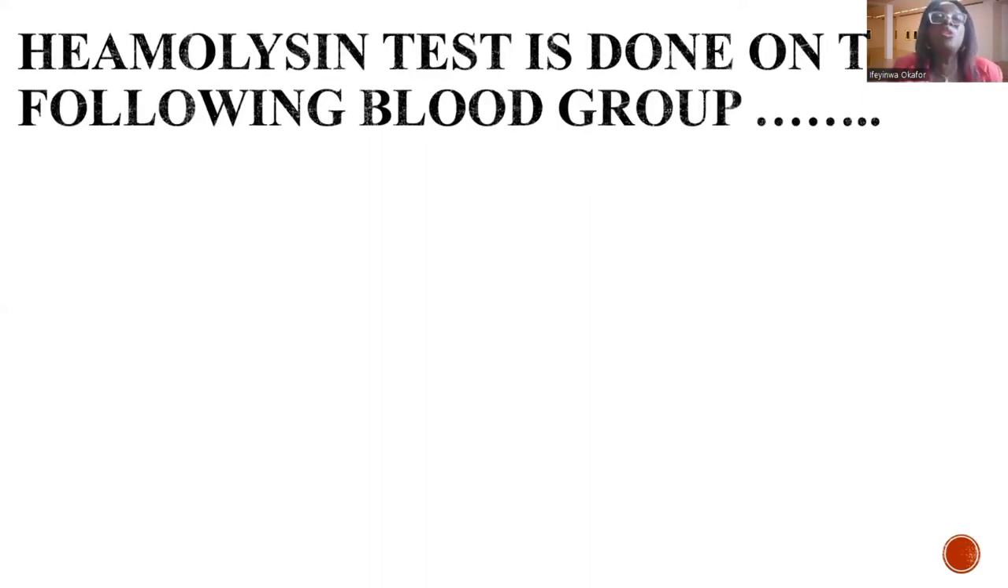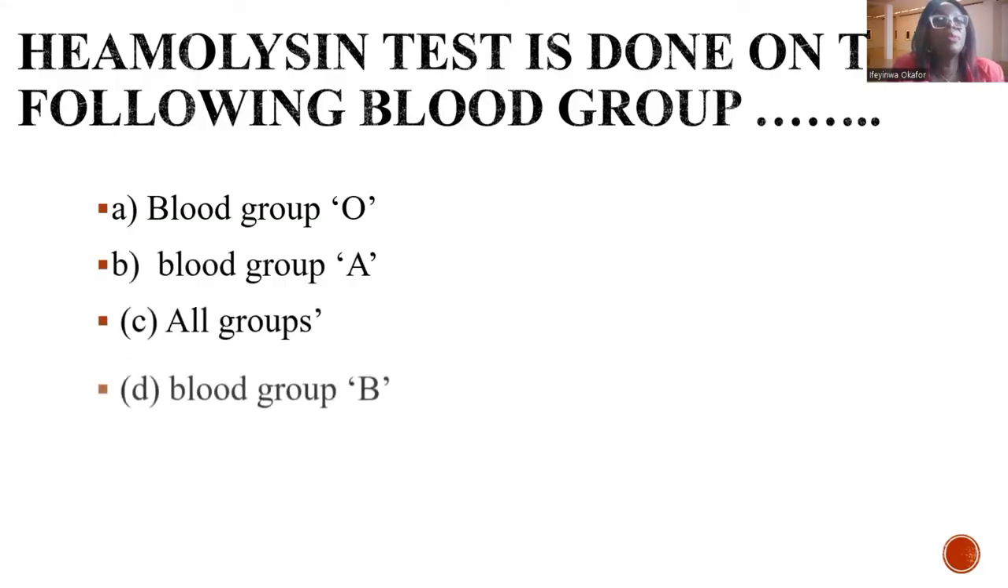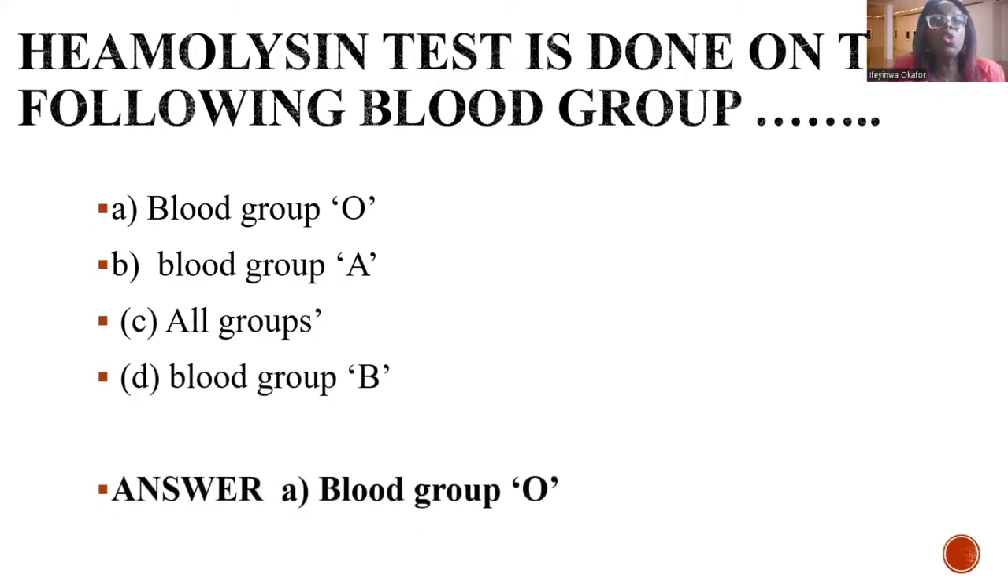Hemolysin test is done on the following blood group: blood group O, blood group A, all groups, blood group B. Answer: blood group O. In blood transfusion science, before you can transfuse an individual who is A or B with blood group O, you must do a hemolysin test. Because if that donor who is O has alpha hemolysin, you must not give that blood to an individual who is A. And if it has beta hemolysin, you must not give it to an individual who is B. So hemolysin test should be done on blood group O before it is given to a non-group O recipient.